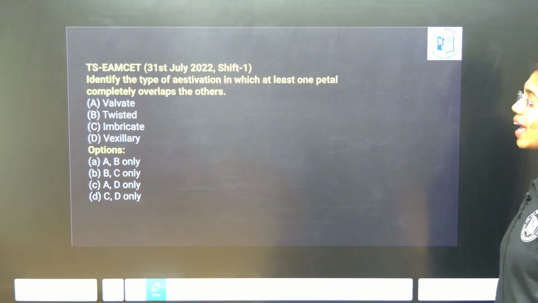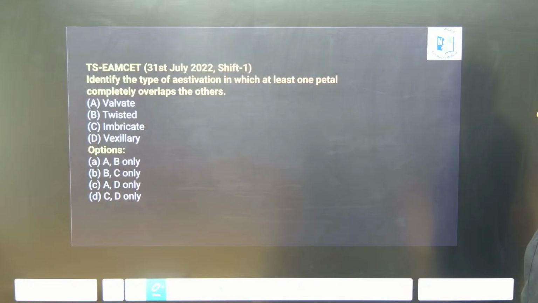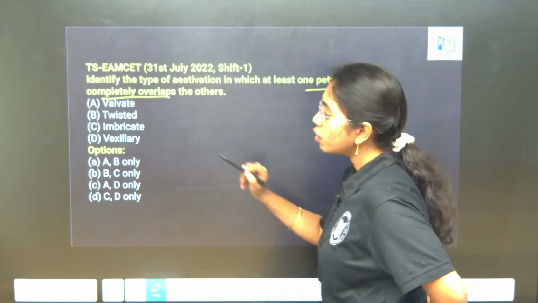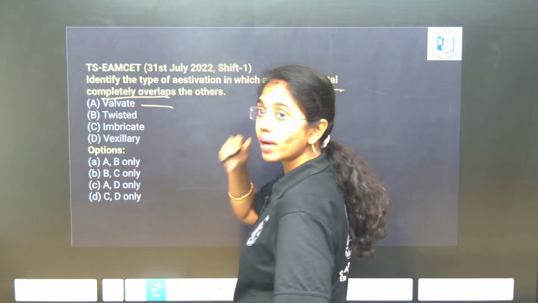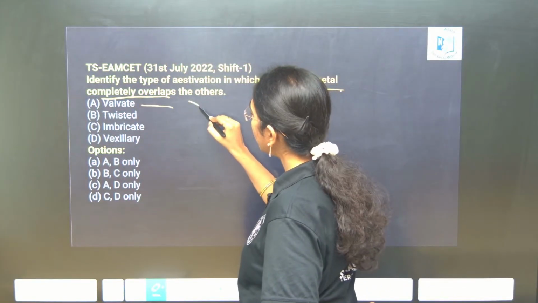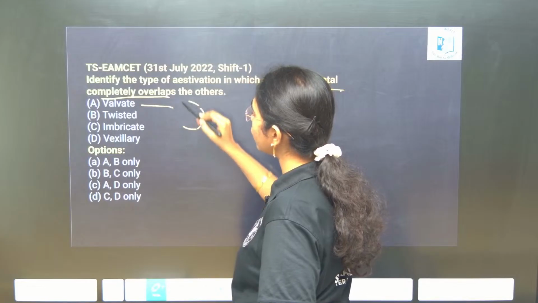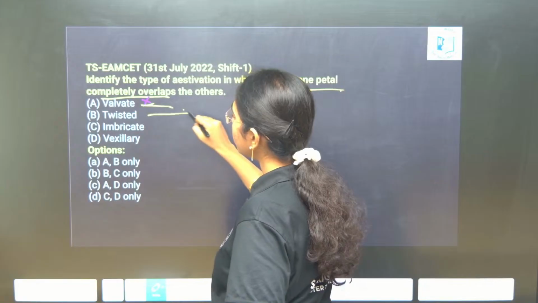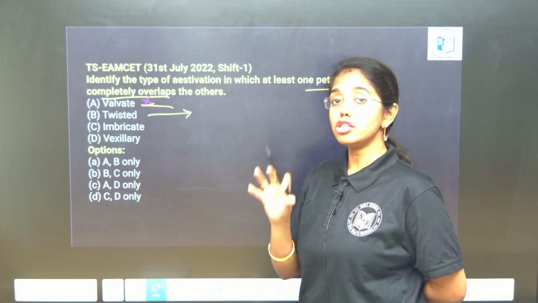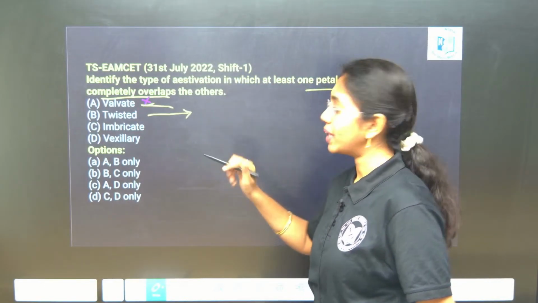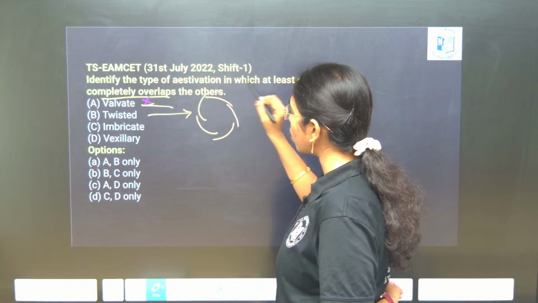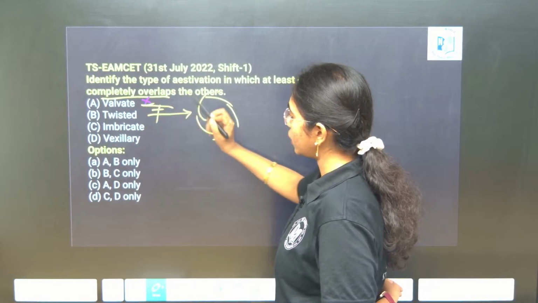Identify the type of aestivation in which at least one petal completely overlaps the other petal. You see in valvate aestivation, overlapping will not be there, where the whorls will just touch each other. So, we cannot consider valvate aestivation. In twisted aestivation, the petals or sepals will not overlap completely, they overlap in a uniform direction as such, yes or no? So, we cannot consider twisted aestivation also.